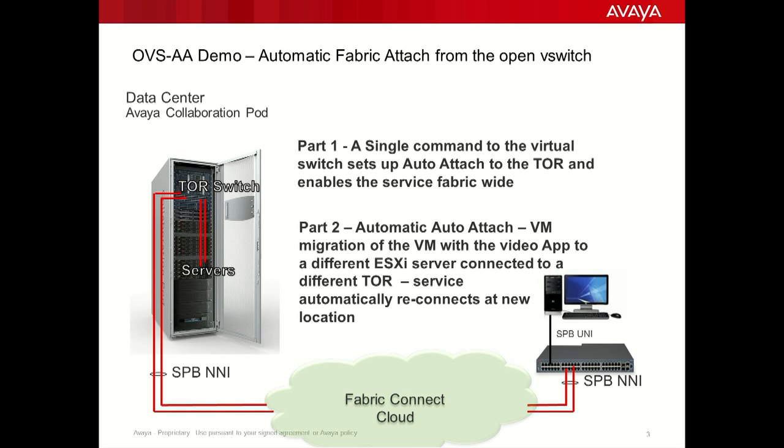We will show you the service creation demonstration with auto attach in two parts. Part 1. We will execute a single ovs-vsctl command to the virtual switch on the ESXi server with the auto attach capability and see the service VPN created fabric-wide. Part 2. In the second part, we will perform a VM migration of the VM with the VLC video application while it is running to a different ESXi server connected to a different TOR. The service will automatically reconnect at the new location on the new TOR and will replumb the entire fabric network, and we will show the automatic configurations that occurred.